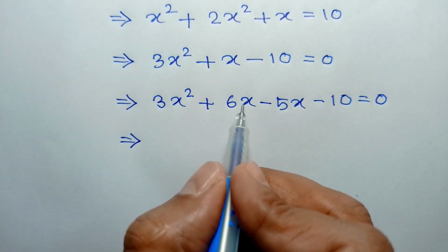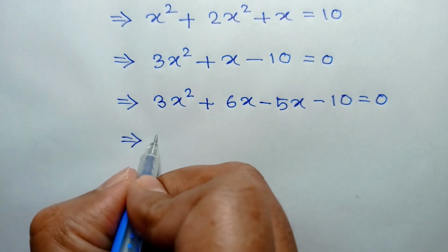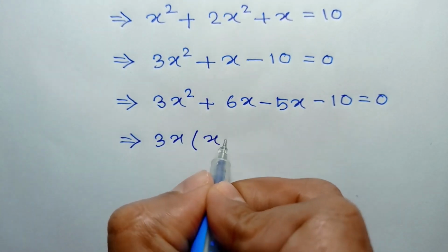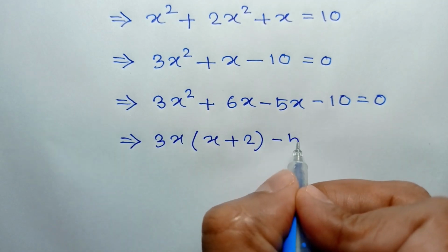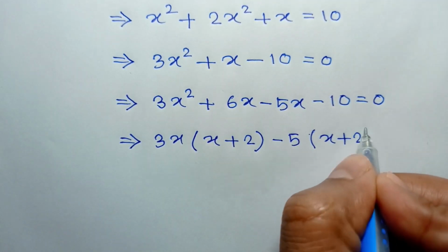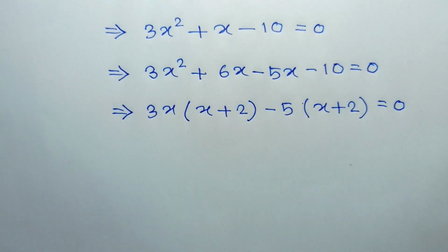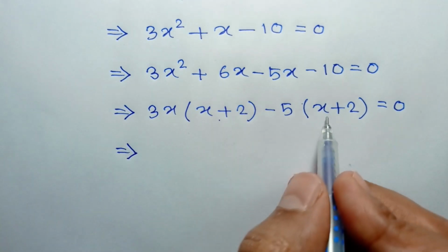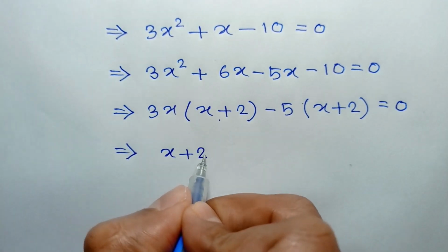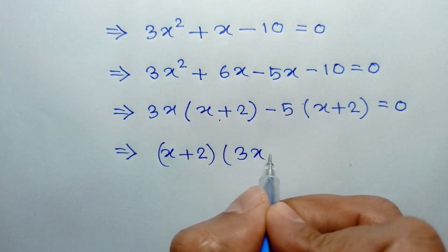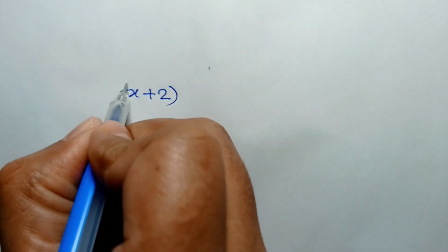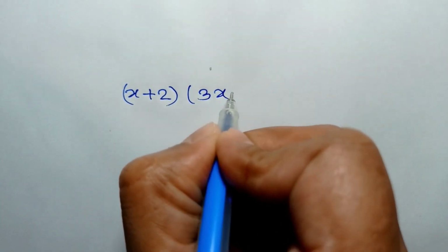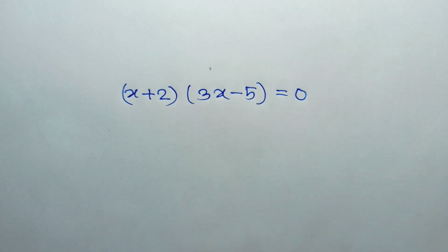Or taking common 3x from the first two terms we can write 3x times (x plus 2), and taking common negative 5 from the last two terms, we can write negative 5 of (x plus 2) is equal to 0, or taking common this x plus 2, we can write (x plus 2) times (3x minus 5) is equal to 0.